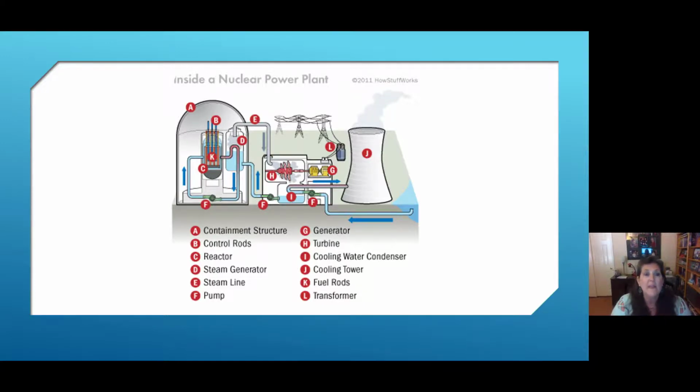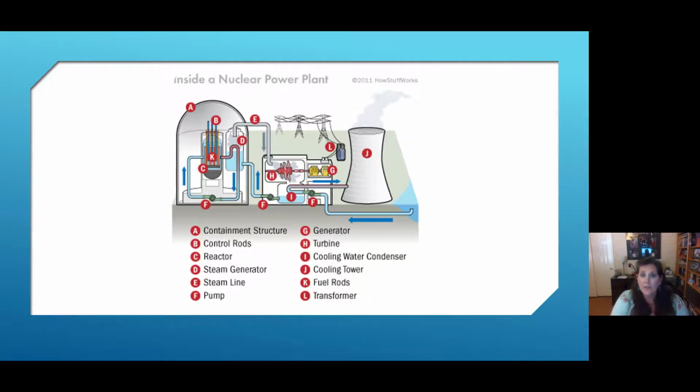B is the control rods of boron that go down. K is the fuel rods of uranium. C is the reactor itself. F is the pump that pushes the water to go through that gets heated up. D is where we have the steam generator. That second flow of water gets heated up, pumped through E, the steam line, down to H, the turbine, where it turns G, the generator, which creates L, the electricity at the transformer.